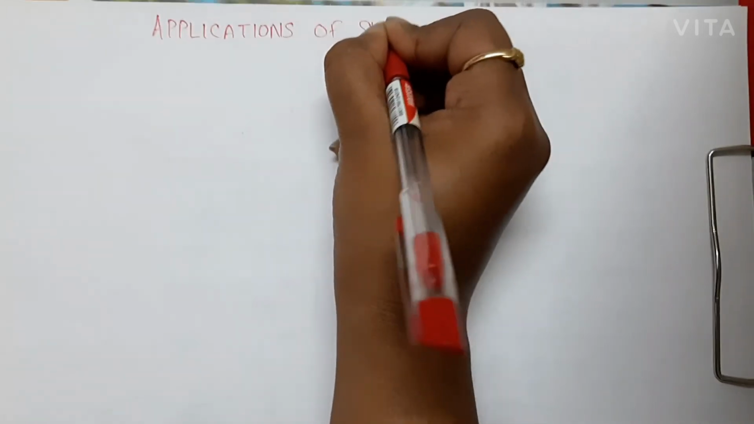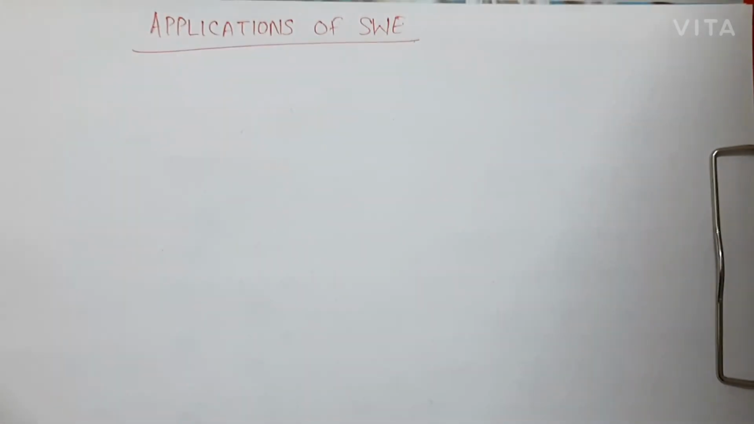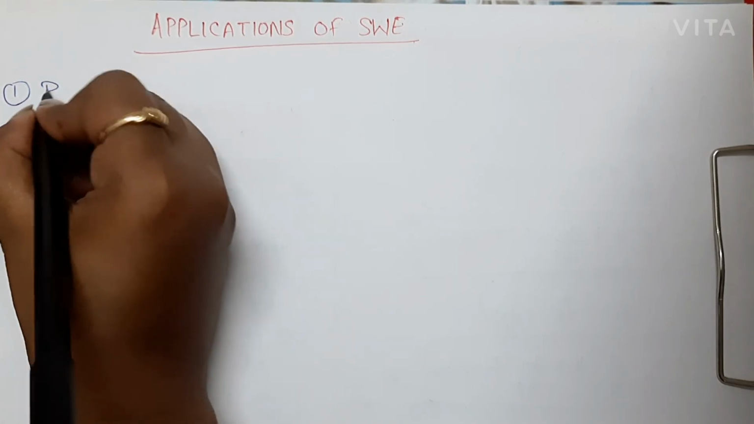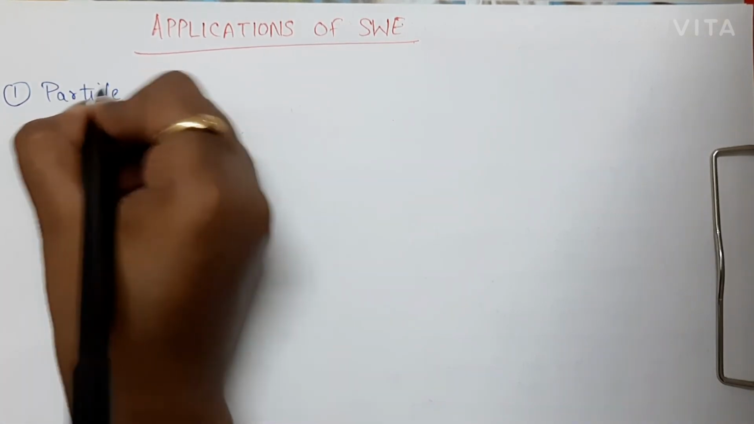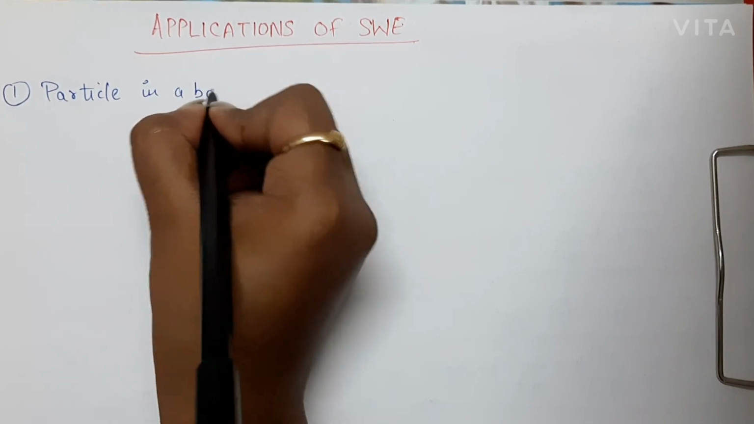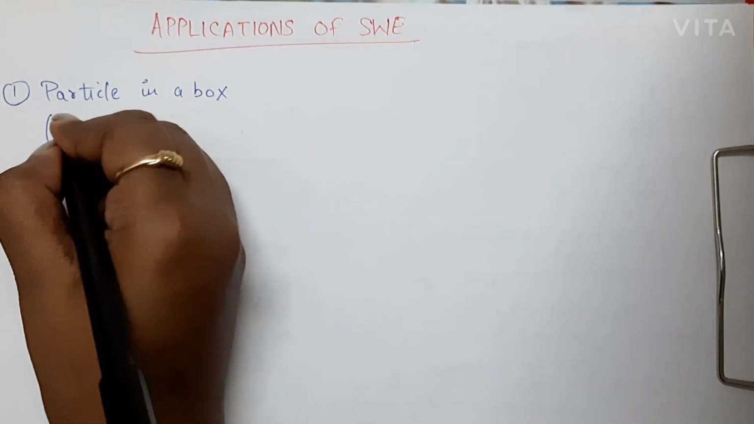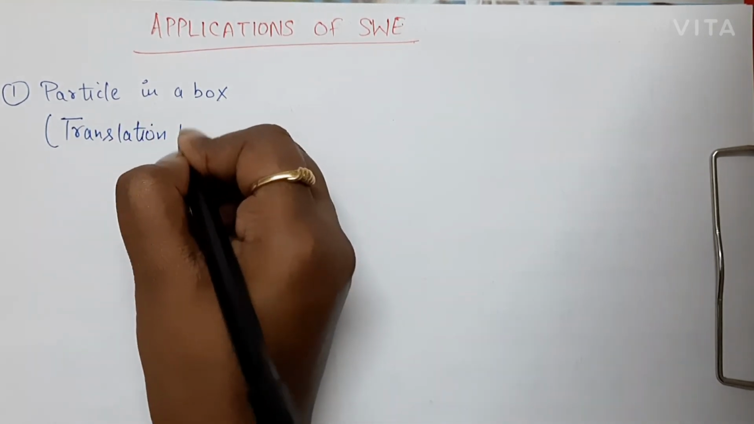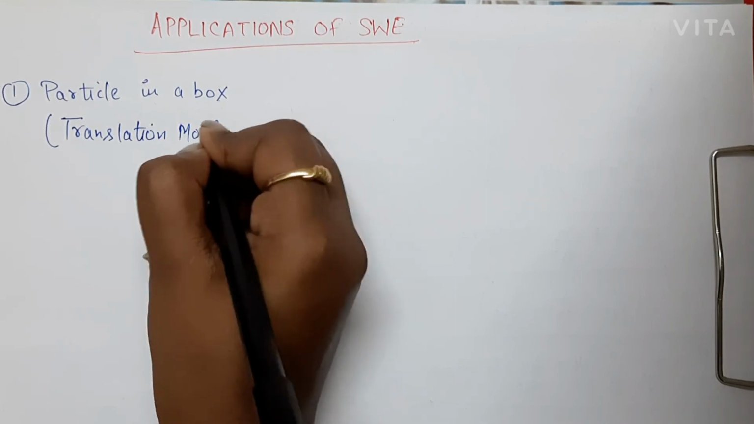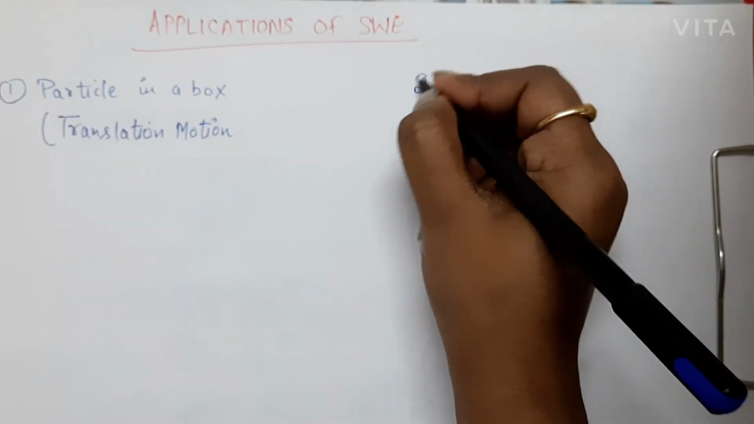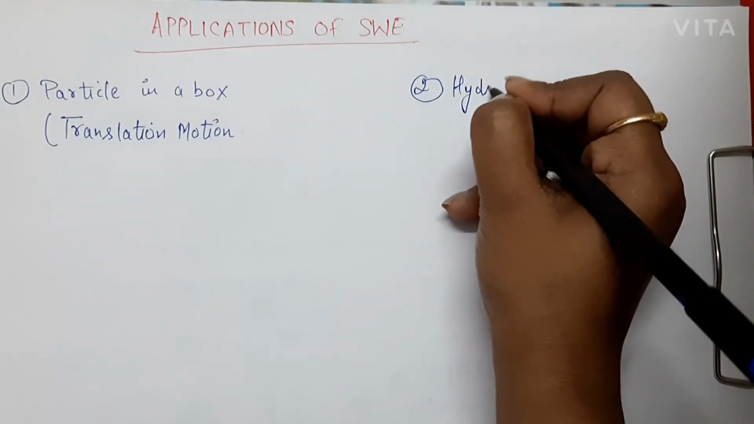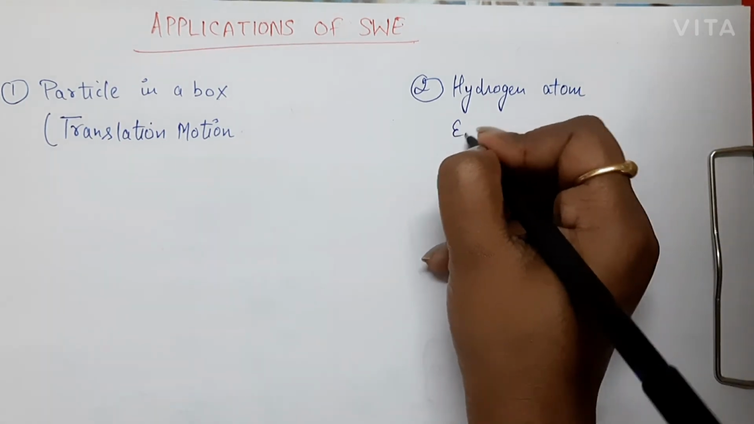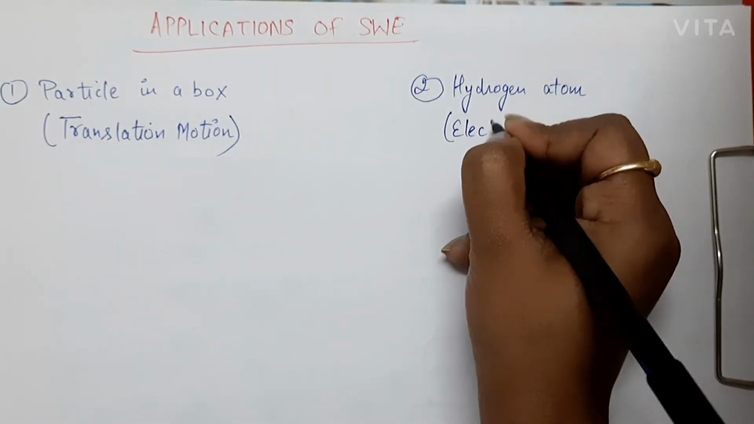of Schrodinger wave equation. So basically there are 4 main applications of Schrodinger wave equation. First one being particle in a box, right, which is going to represent the translational motion. Second application will be hydrogen atom, which is going to represent the electronic motion.